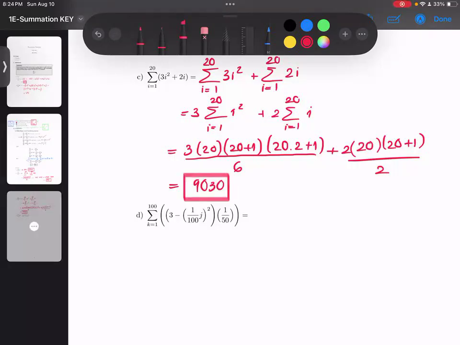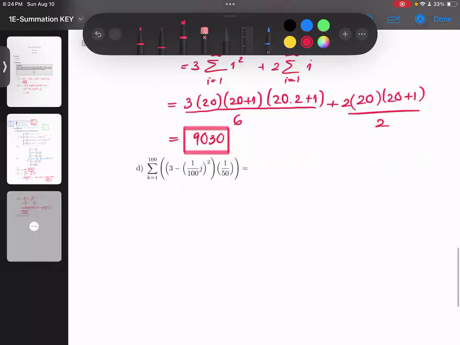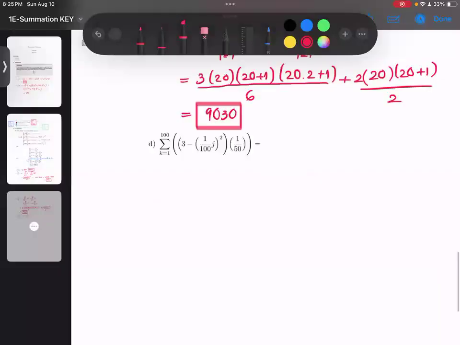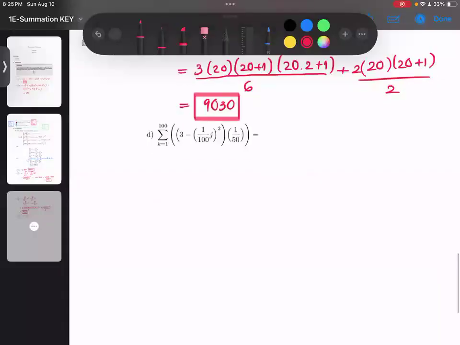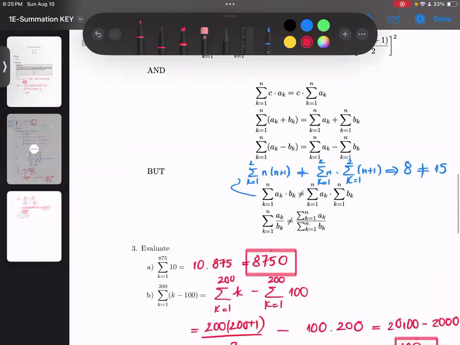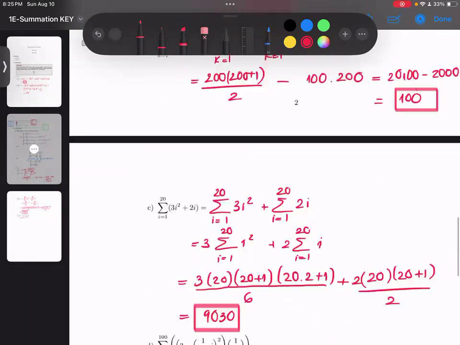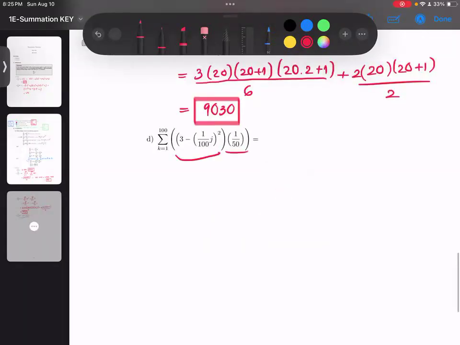Last one. Now, what I don't want you to do is split up this and this. Remember we're talking about this. The linearity is okay, but we don't have a product and quotient rule like that. So you can't split them up. So what we can do is distribute, right? Maybe we can distribute the 1/50 to each of these components.